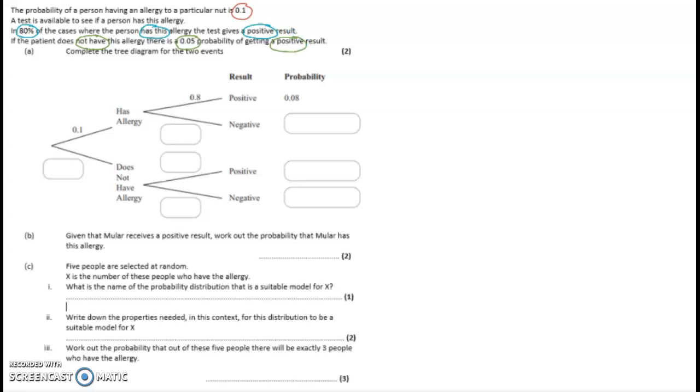A. Complete the tree diagram. We have already had on the diagram that there is a 0.1 chance they have the allergy. That matches the information on the first line. Every pair of branches on a tree diagram must total 1. So the probability in this box here has to be 0.9.